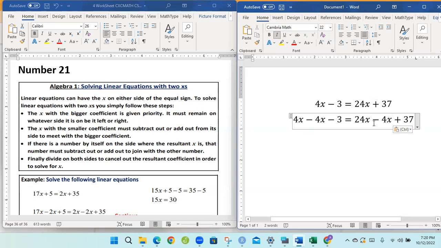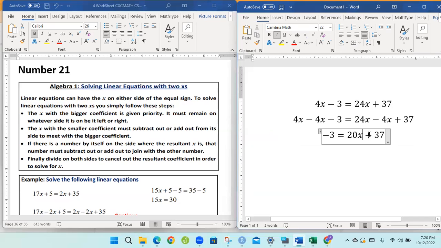4x minus 4x is 0. So 4x is going to cancel out. It's cancelled out from the left side. What remains is a negative 3. And 24 minus 4 will give us 20x on the right side.